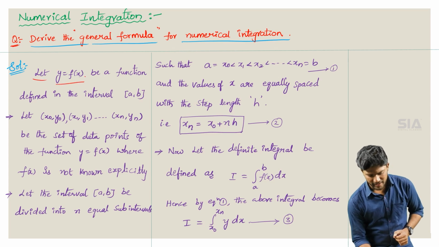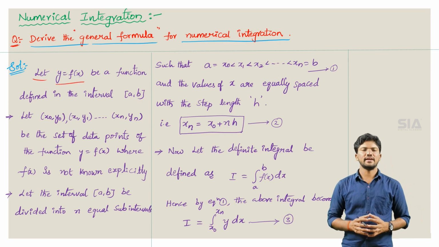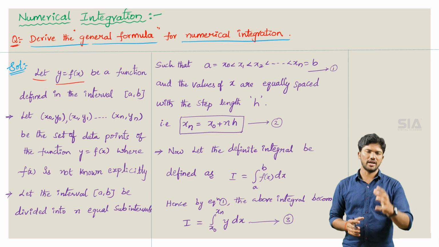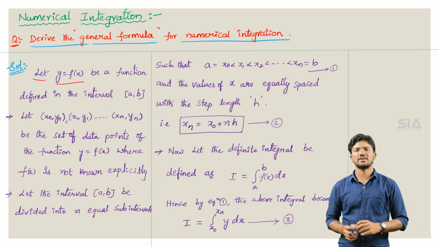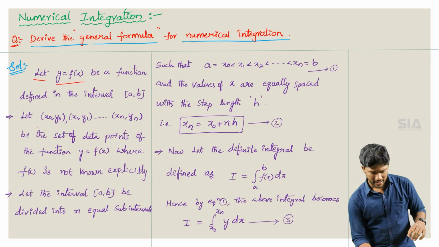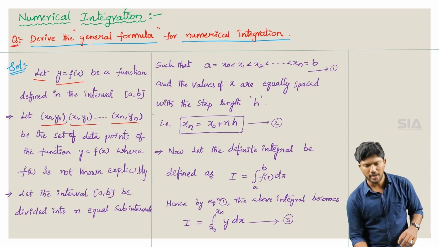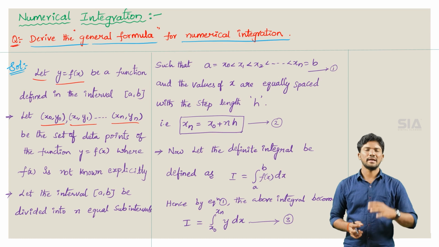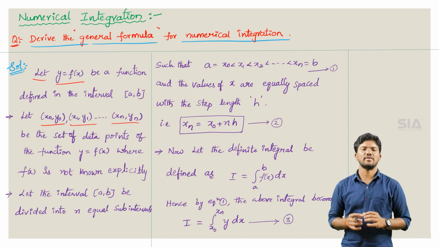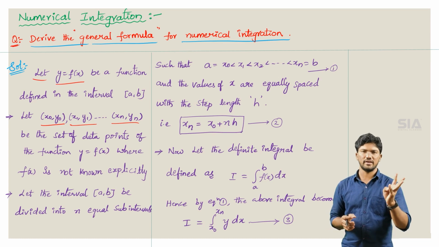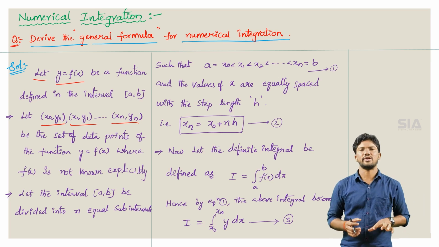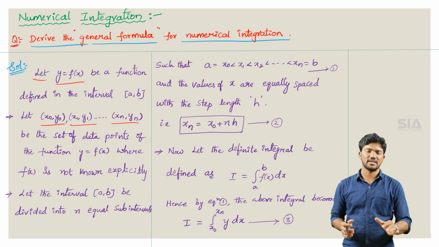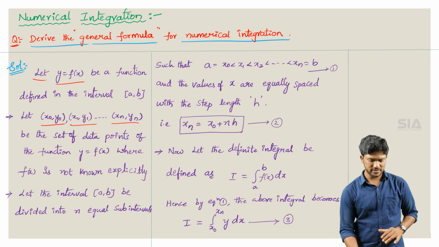Let y is equal to f of x be a function defined in the closed interval a comma b. If you want to derive any function or any equation, first of all we have to take one function. Let x0, y0, x1, y1, up to so on xn, yn be the set of data points of the given function y is equal to f of x. Whenever you take a function in numerical analysis, that function consists of some data points. We can write those data points in that format: x0, y0, x1, y1, up to so on xn, yn.